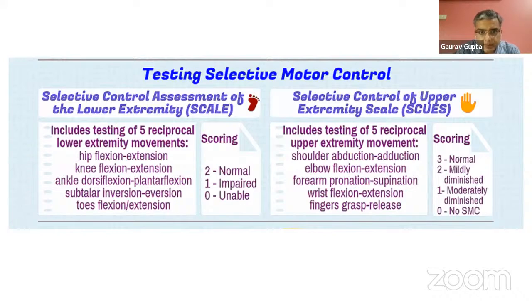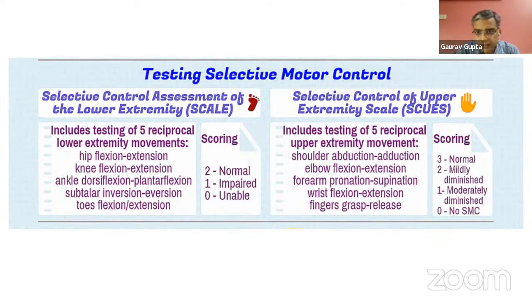We test both upper limbs and lower limbs. For the upper limb, we call it the selective control assessment of the upper extremity; for the lower limb, we call it SCALE, selective control assessment of the lower extremity. Here we try to test 5 reciprocal movements of the lower extremity: hip flexion extension, knee flexion extension, ankle dorsiflexion and plantar flexion, subtalar inversion and eversion, and toes flexion and extension. And we score it 0 if the child is not able to, 1 impaired, and 2 normal.